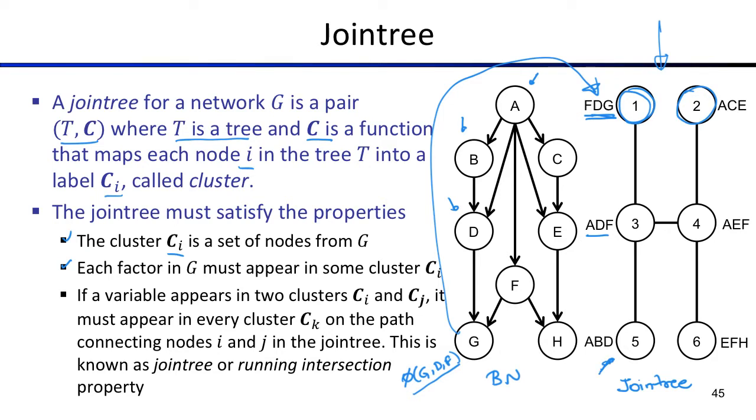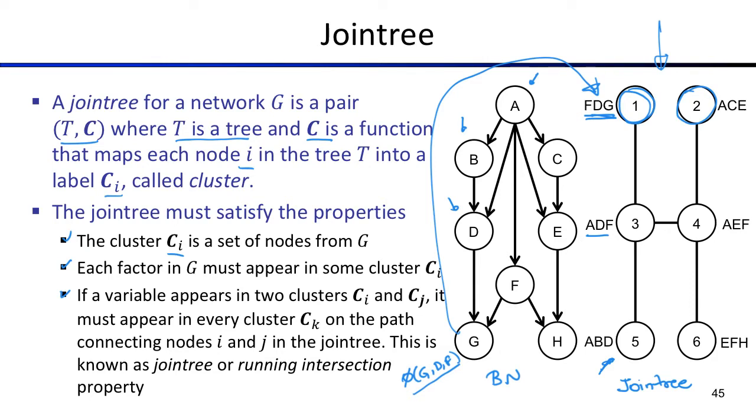Well, we have to find a place for every factor that we have. And the last property is this one here. It says that if a variable appears in two clusters, Ci and Cj, it must appear in every cluster Ck on the path connecting i and j.